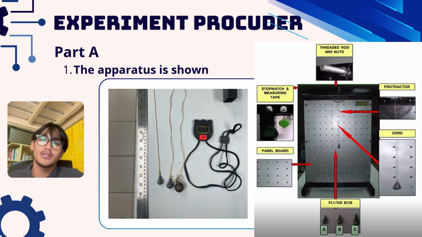In order to get this data, firstly we have to follow the procedure. Firstly, know your apparatus. To conduct this experiment, we are using a long ruler, plumb bobs A, B, and C, and a stopwatch. Moreover, we also use the thread, rod, nut, and the panel board of the simple pendulum.